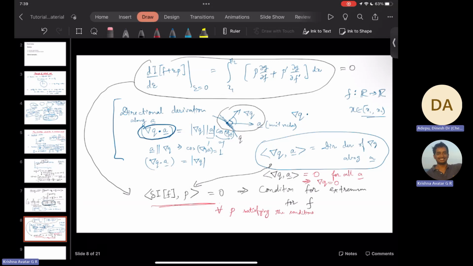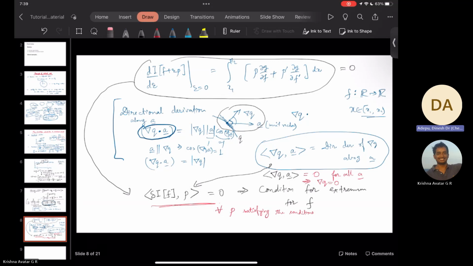Usually in our cases, at a point gradient of q is not zero. Gradient of q you'll have some value, but only in that particular direction, the gradient of q direction, you will have that gradient of q is extremum. It gives us the extremum for q. So what do we mean by extremum?